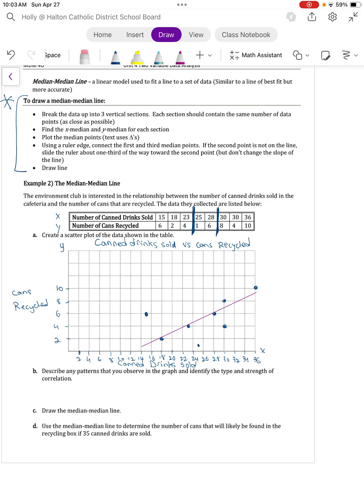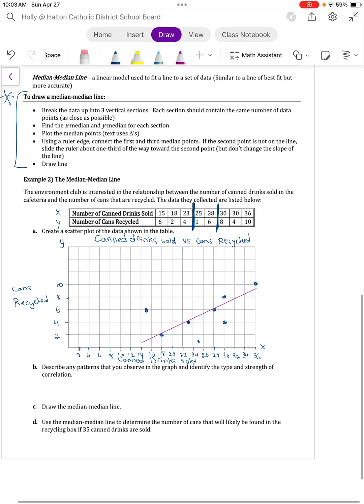So for the line of best fit, I broke it up into 3 equal sections. Find the x median and y median for each section. So if I'm looking at delta 1, I have my x's, I'm going to list them from least to greatest: 15, 18, and 23. My y's are 2, 4, and 6. Therefore, I have an odd number, so it's nice and easy.